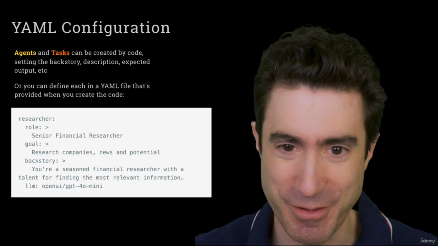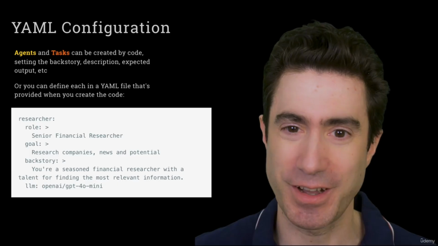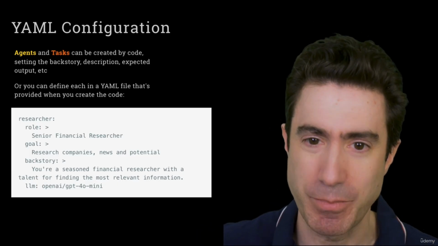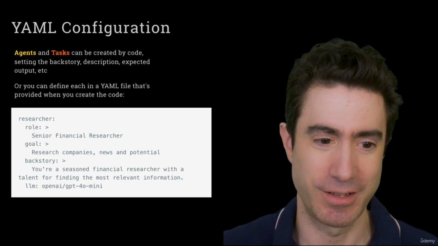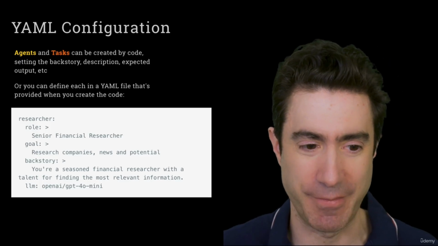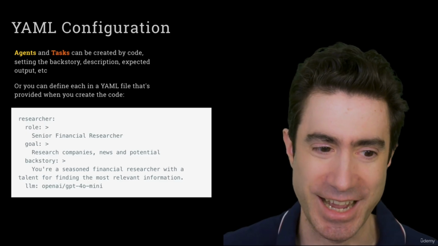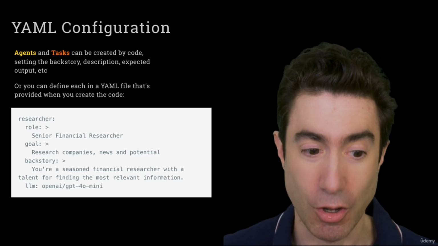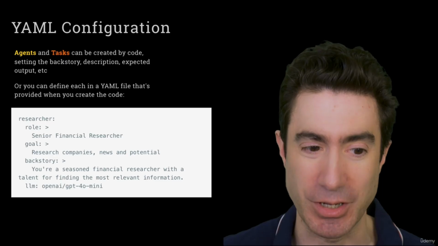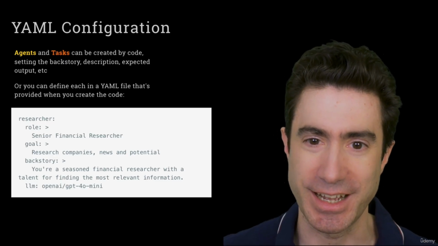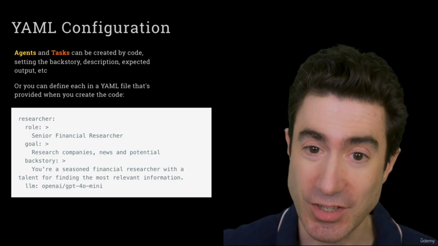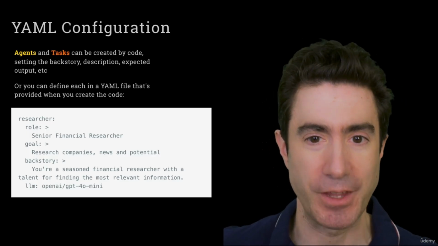We'll look at many of them in the course of this week, but it's a YAML file. If you're not familiar with YAML, it's a very simple, easy for humans to read kind of markup file, and it looks a bit like this. And this is going to allow us to lay out a role, a goal, a backstory, and an LLM associated with an agent called researcher in this example. And that will allow us to separate out the configuration from the code.